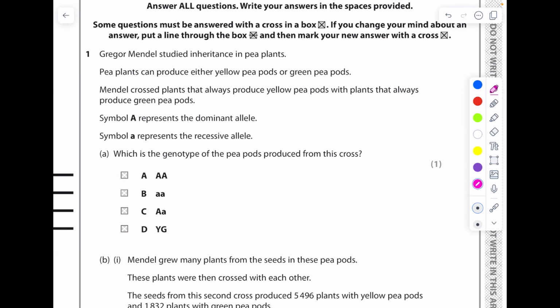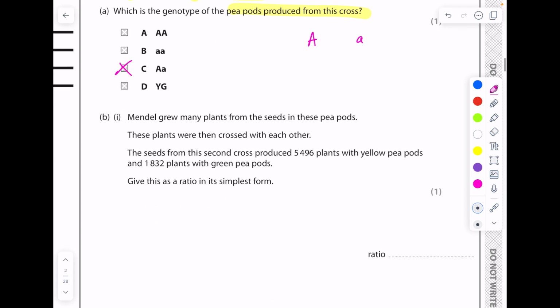Gregor Mendel studied inheritance in pea plants. Pea plants can either produce yellow pea pods or green pea pods. Mendel crossed plants that always produce yellow pea pods with plants that always produce green pea pods. A represents the dominant allele, lowercase a the recessive. What is the genotype of the pea pods produced from this cross? So you're going to have big A representing one of the colours, small a representing the other colour, so it's going to be Aa. I'm not sure which one yet because I don't have enough information to work out which one's dominant and which is recessive. Mendel grew many plants from the seeds in these pea pods.